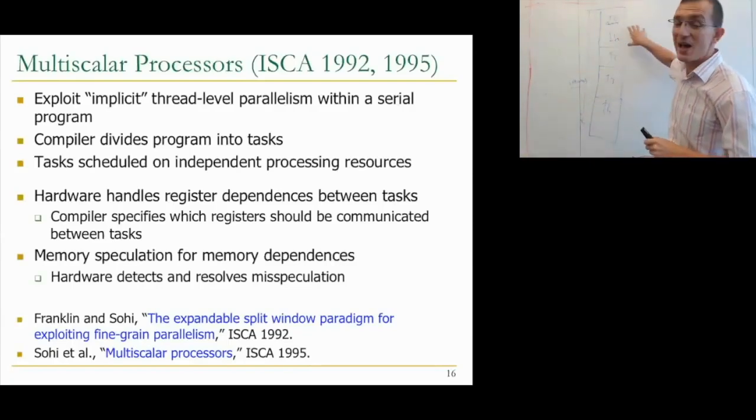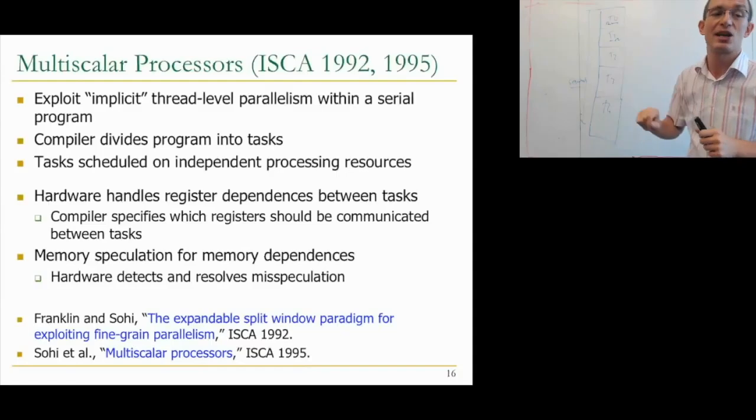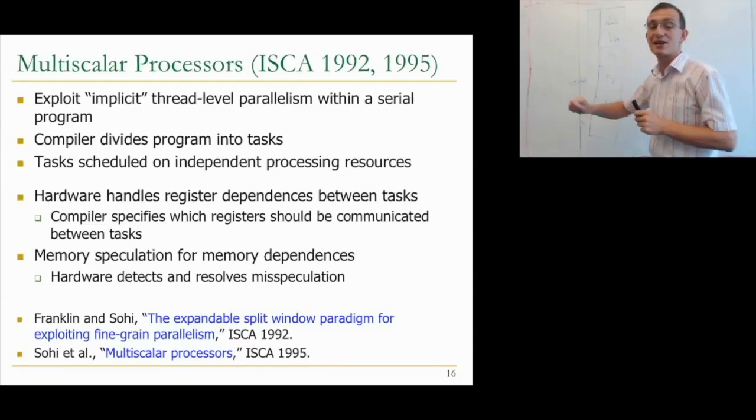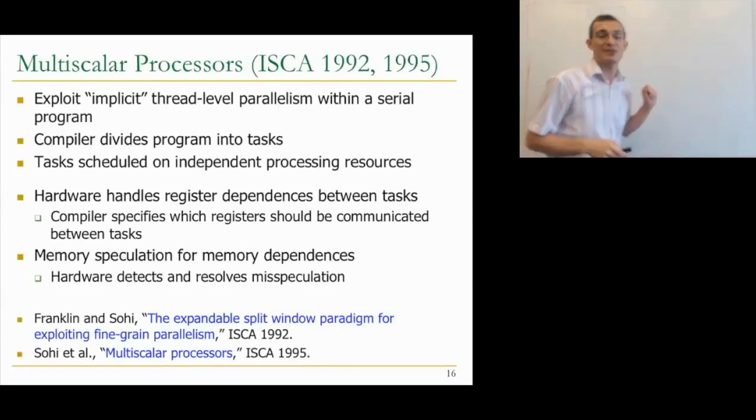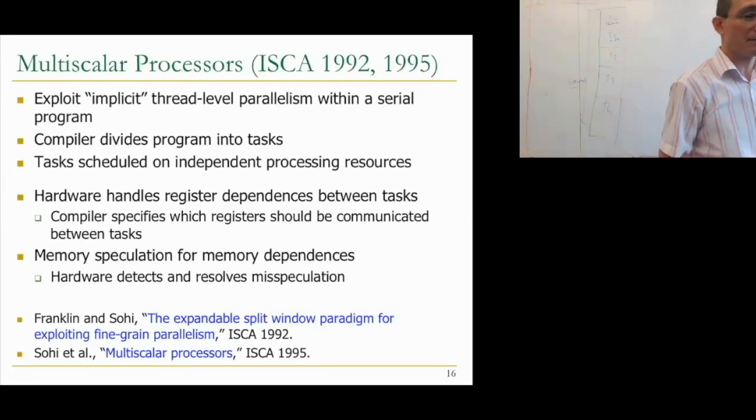And memory dependencies are handled through memory speculation. Basically, hardware detects and resolves the misspeculation between the tasks, through something called an address resolution buffer that we will discuss. I would recommend both papers over here, but the required paper is a Sohi paper, Multiscalar processors, that appeared in ISCA 1995.